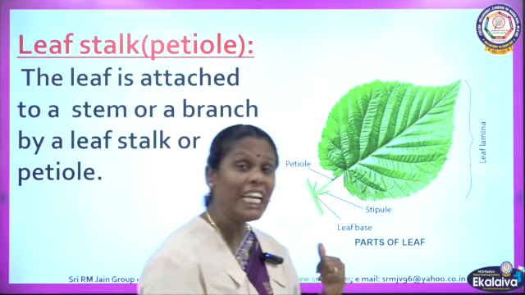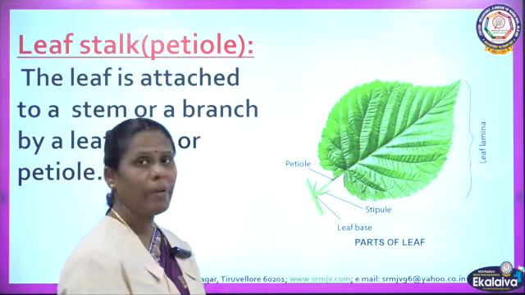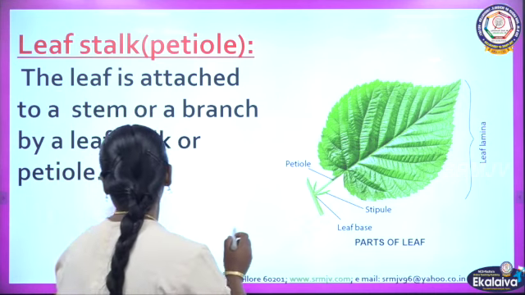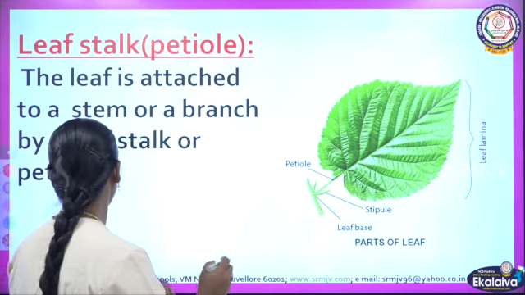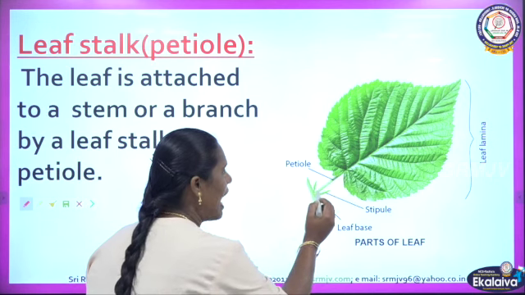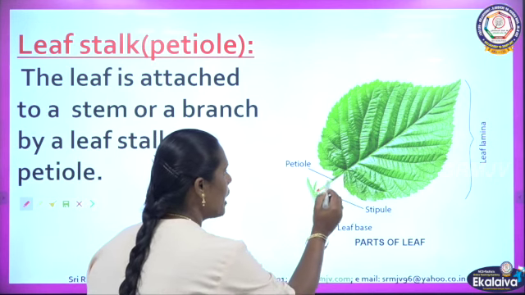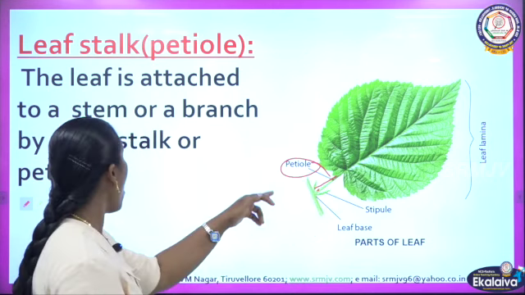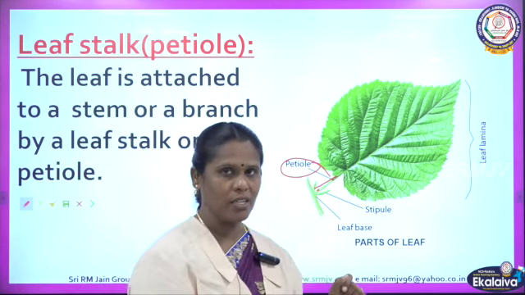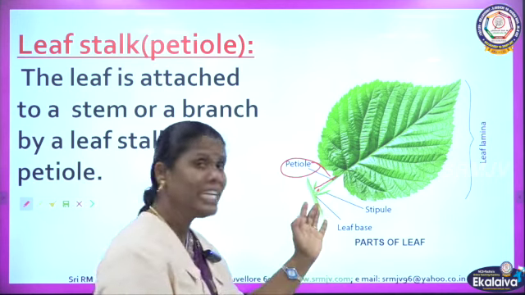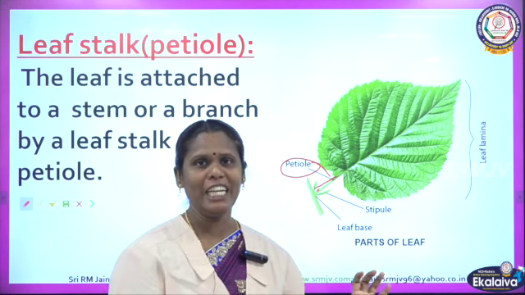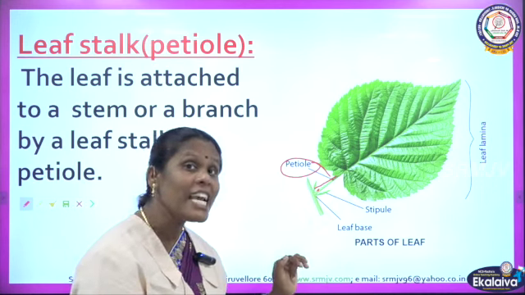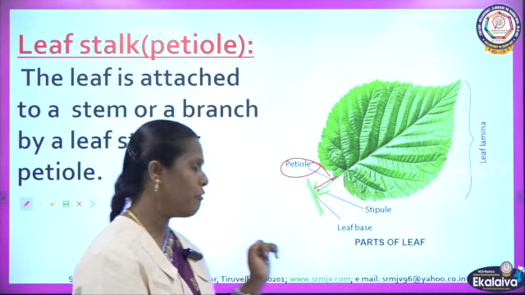Next one, leaf stalk or petiole. The part by which the leaf is attached to the stem is called the petiole or leaf stalk. It is the base of the leaf. This is the next part of the leaf.